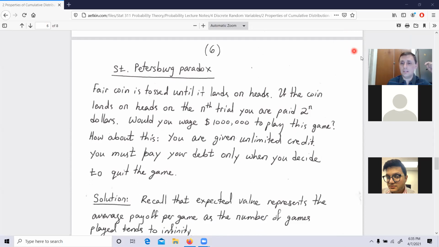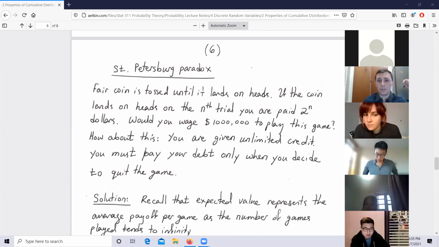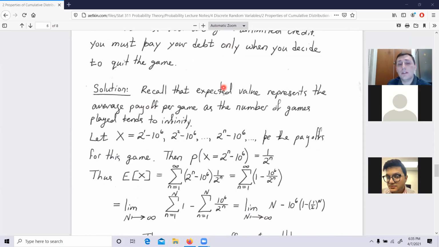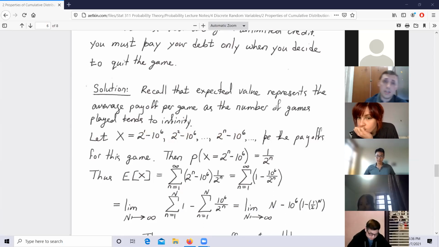All right. Calculate it together, I guess. Yeah, let's do it together. Very simply, guys, what are the possible payoffs? The payoffs are 2 to the 1 minus 10 to the 6, or 2 to the 2 minus 10 to the 6, or in general, 2 to the n minus 10 to the 6. That's because for each game, you have to pay the entrance fee, which is 10 to the 6. Yes? So that's the payoff.